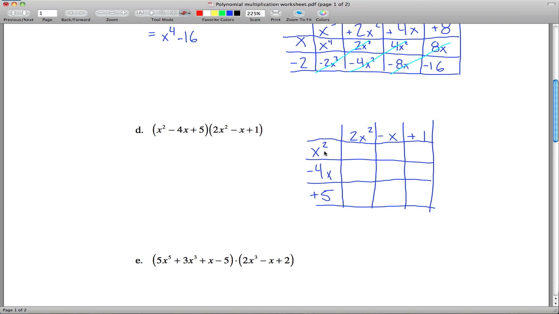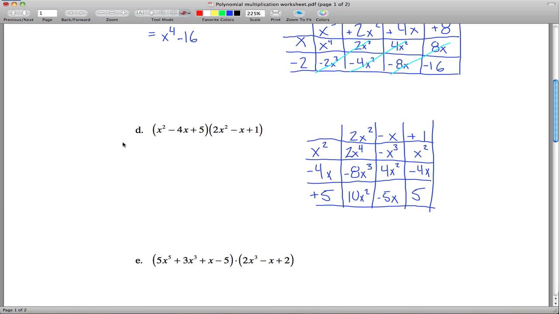But since we're pretty good at multiplying monomials, we can fly through them. 2x squared times x squared is 2x to the fourth. X squared times negative x is negative x cubed. X squared times 1 is just x squared. Negative 4x times 2x squared is negative 8x cubed. Negative 4x times negative x is, what, positive 4x squared. Negative 4x times 1 is just negative 4x. And finally, 5 times 2x is 10x squared. 5 times negative x is negative 5x, and 5 times 1 is 5.